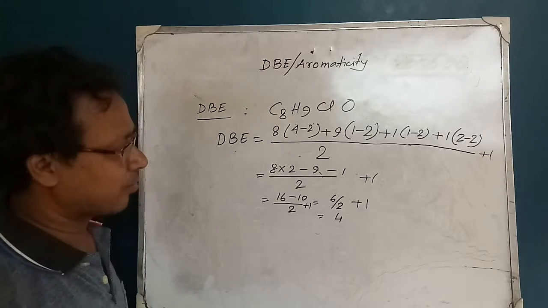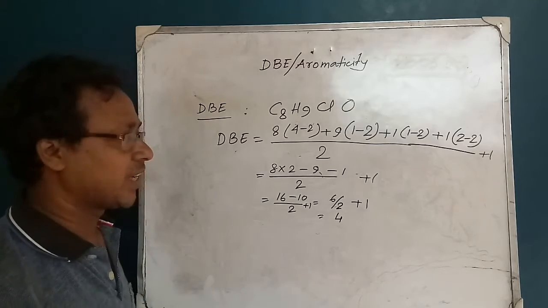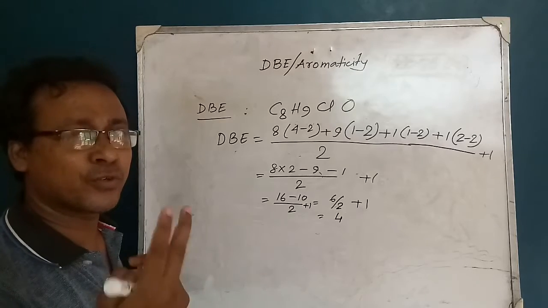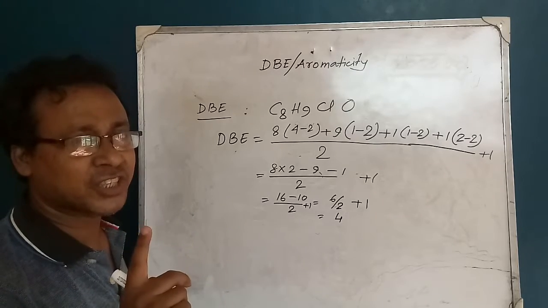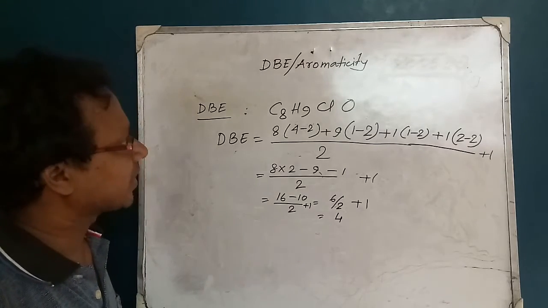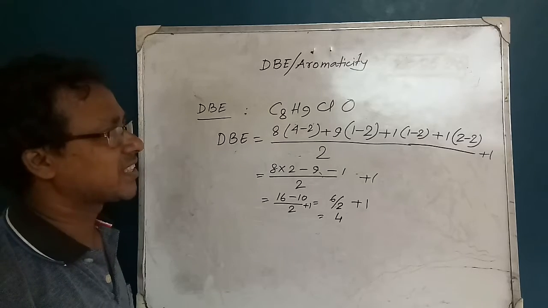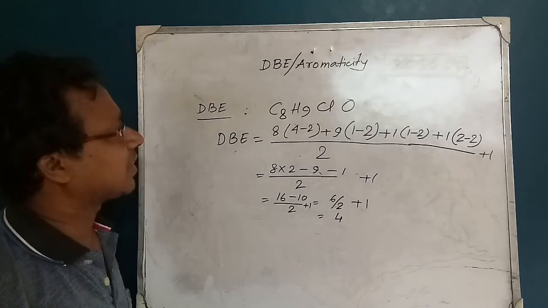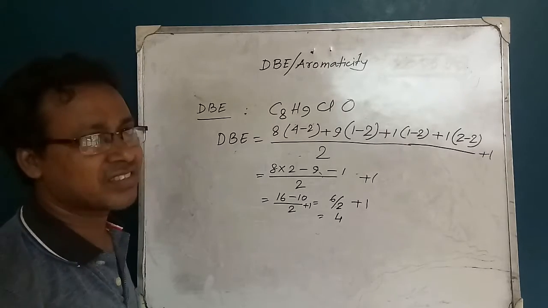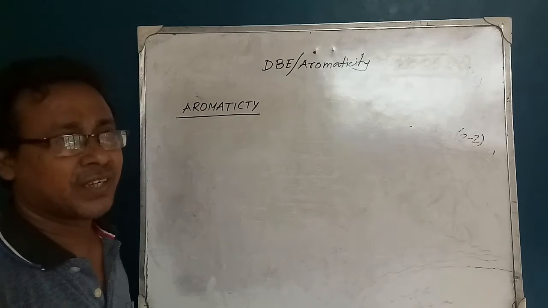What is the possibility of DBE 4? That may be a 4 ring structure, that means 3 ring structure and 1 double bond, 2 ring structure and 2 double bonds, 1 ring structure and 3 double bonds, or 4 double bonds, etc. So we can easily find the structure of the given compound C8H9ClO. Come to another point, that is aromaticity.